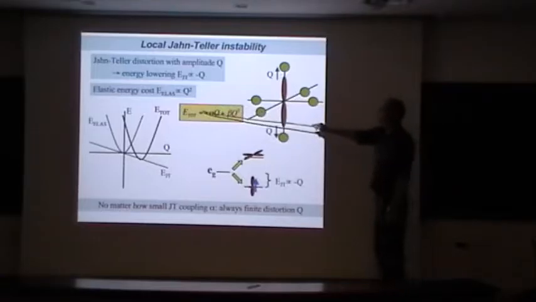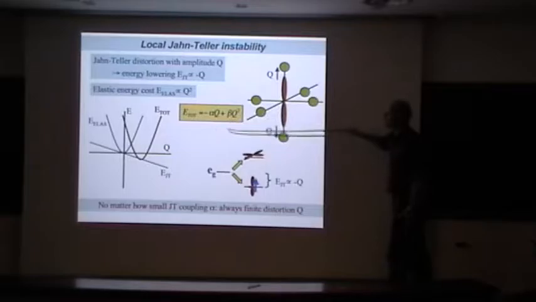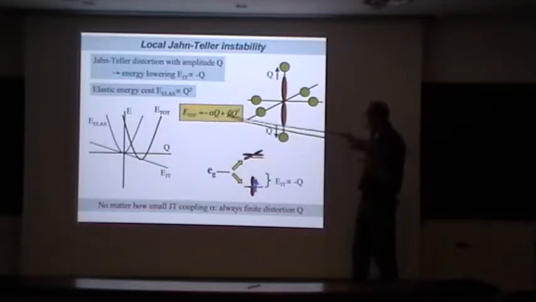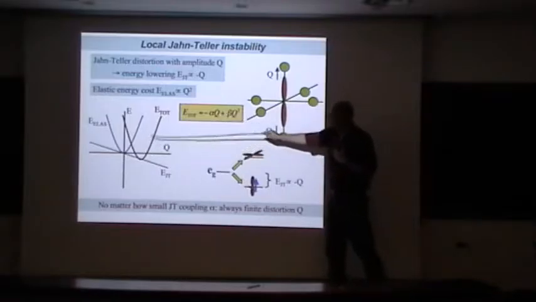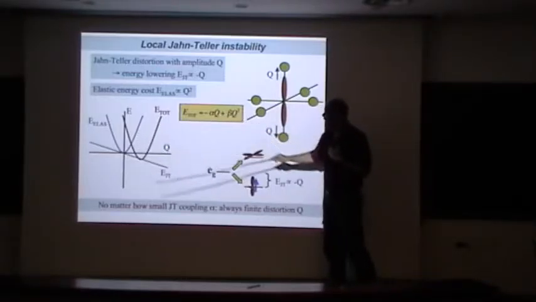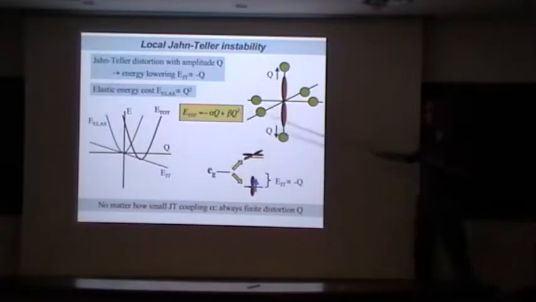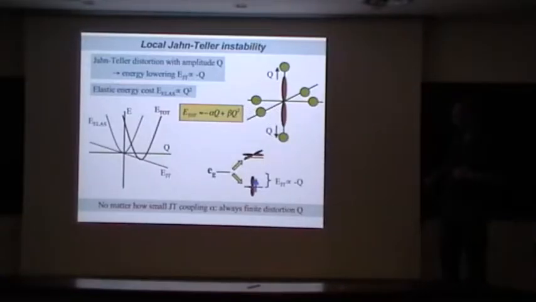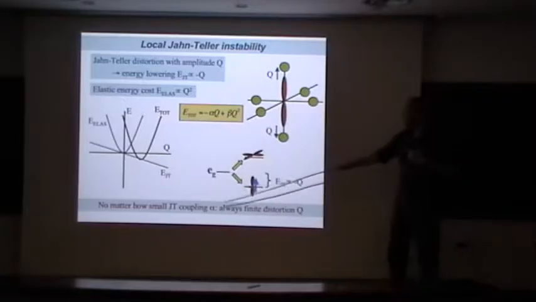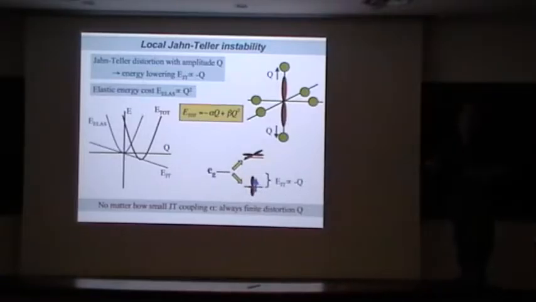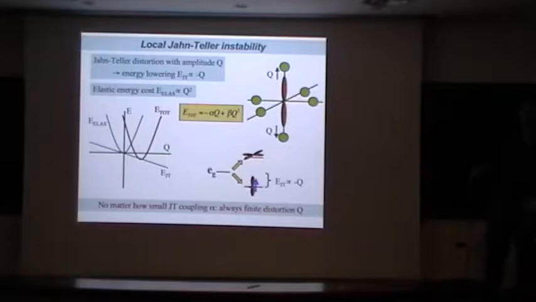So my total energy, very roughly, is minus alpha Q plus beta Q squared. So I know that there is always a finite distortion present. The system wants to distort at a finite Q. And where this finite Q is, that depends on this alpha and beta parameter, of course. So no matter how small the Jahn-Teller coupling, always a finite distortion. Okay, that's for a local Jahn-Teller impurity, as it is called.